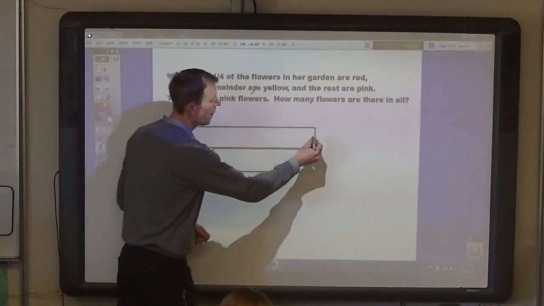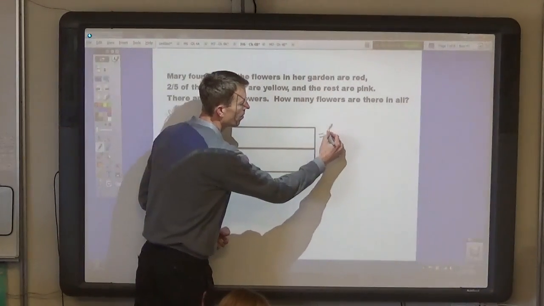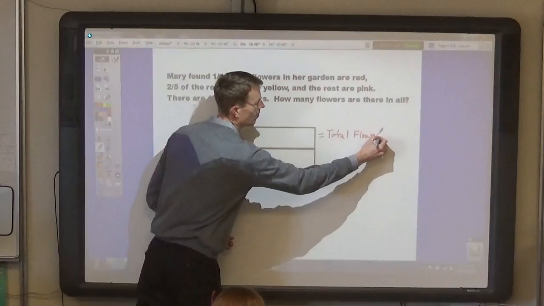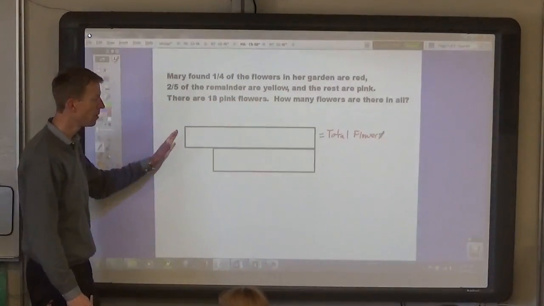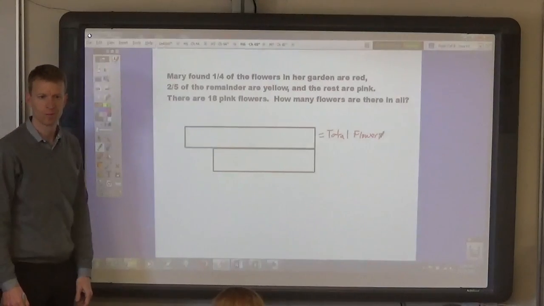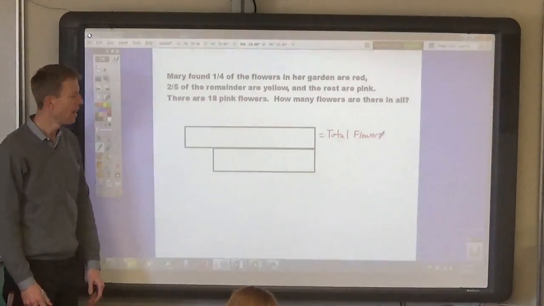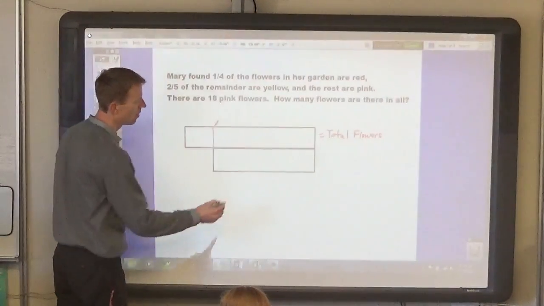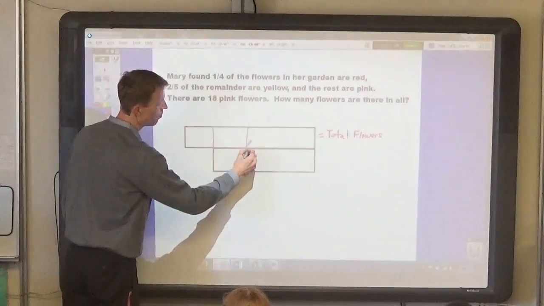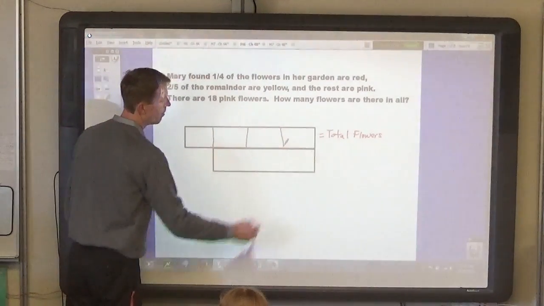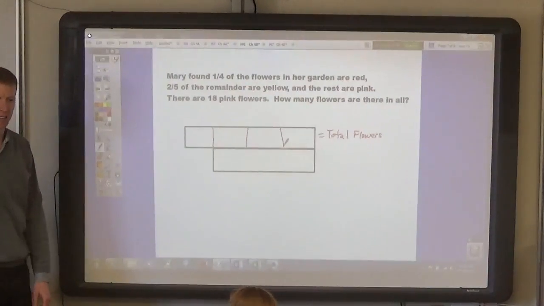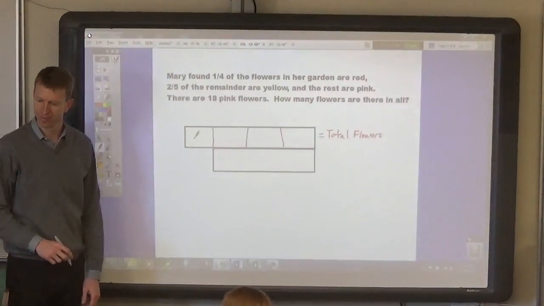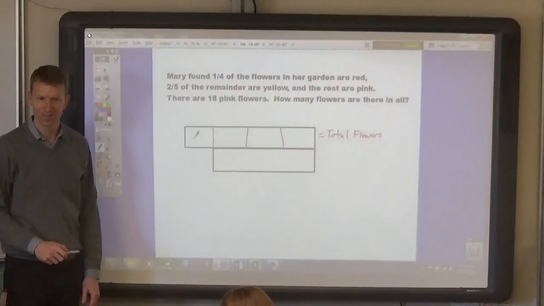So, let this represent the total flowers. So the first bar represents the total flowers. And then draw a line right here to make 1/4, and here to make 2/4, and here to make 3/4. You don't have to be exact. This is a sketch. So each of these is a 1/4, right? So start with that.